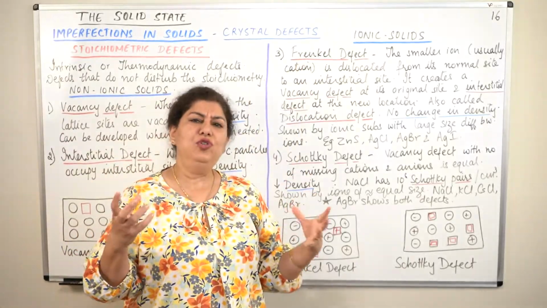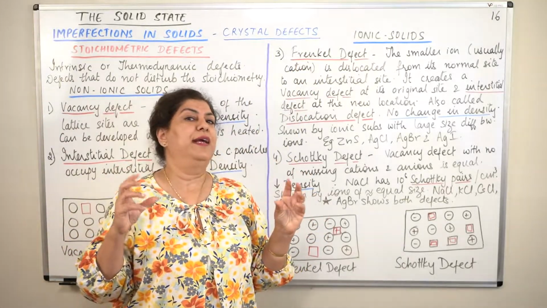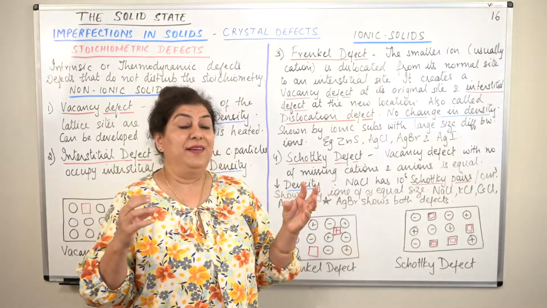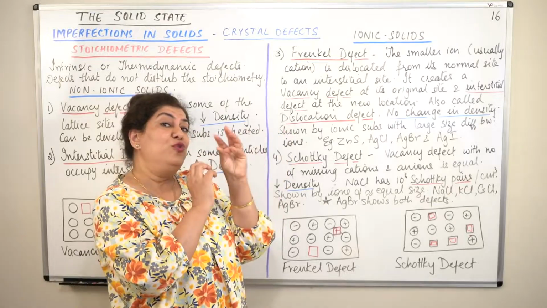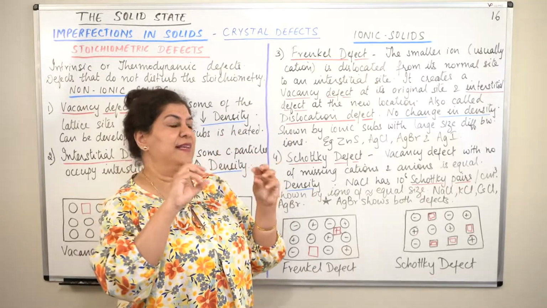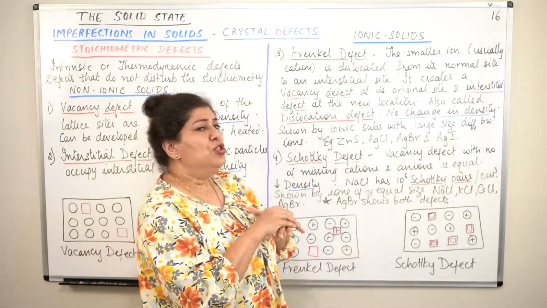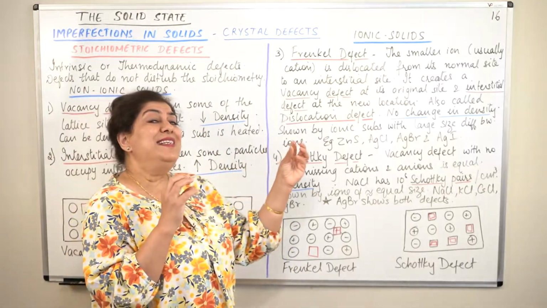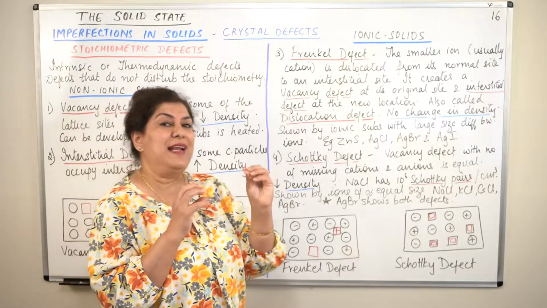We know that usually cations are smaller than anions. This is something that you've already studied in grade 11, that cations are usually smaller than anions. Anions are larger in size. So usually the smaller ion, which is usually the cation, is dislocated from its lattice point.